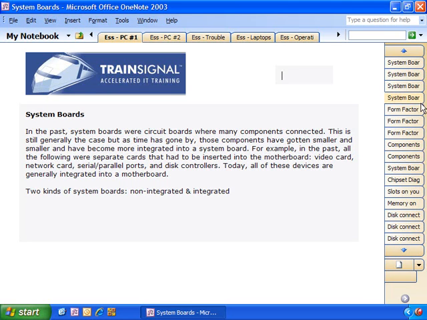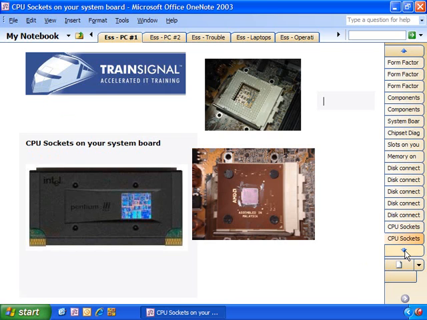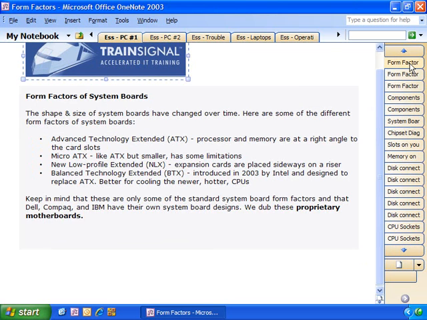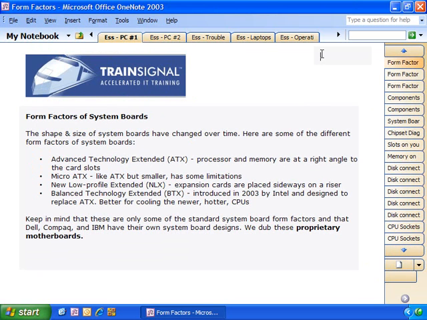All right, now let's move on and talk about form factor. I'm going to scroll down our slides here a little bit, and we'll start off with form factor of system boards. Now, the size and the shape of the system boards have changed over time, so these motherboards again have gotten smaller and smaller. And over time, there's been different standards of motherboards.